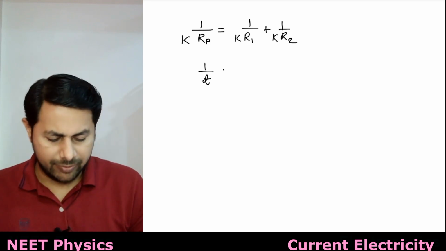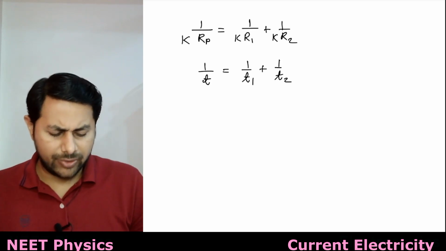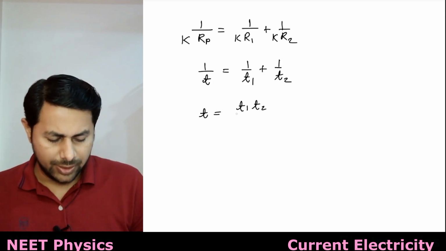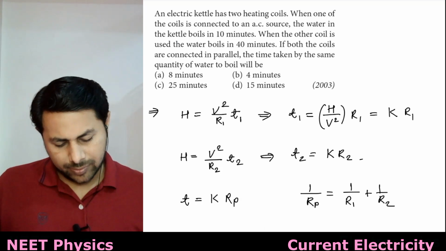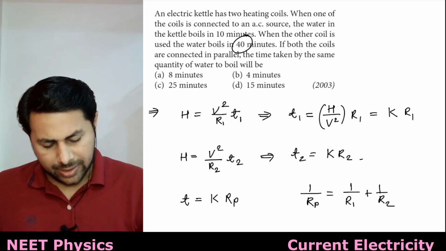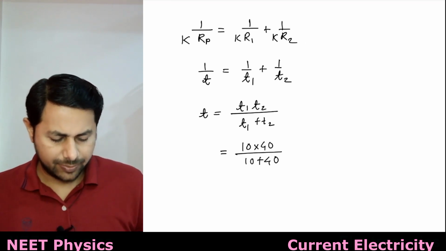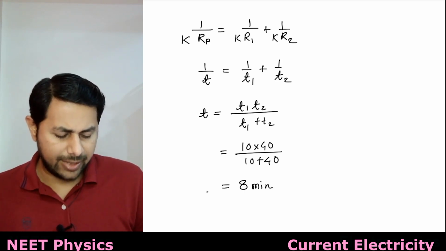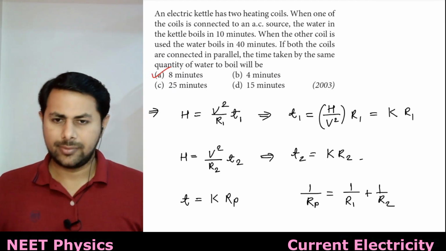So you have 1 by T is equal to 1 by T1 plus 1 by T2. Okay, so again you can say T is equal to what? We know the shortcut for this, it would be equal to T1 T2 divided by T1 plus T2. Okay, then you can substitute the values. First it takes 10 minutes, then it takes 40 minutes, so it is 10 times 40 divided by 10 plus 40, so 400 divided by 50 means 8, so it takes 8 minutes. Okay, this one is clear, everyone?